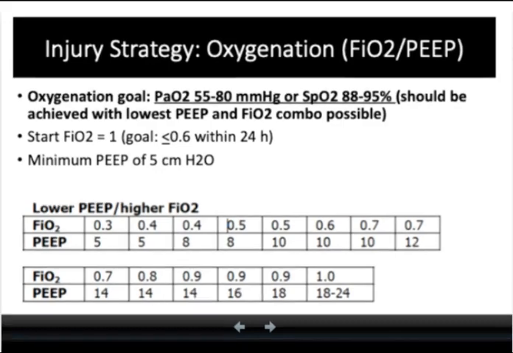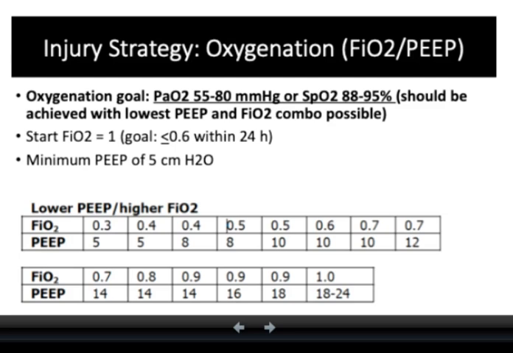Another important aspect of lung injury strategy is oxygenation. Similar to permissive hypercapnia, this is the price we pay to maintain lung protective ventilation. The oxygenation goal is not very high. In the ARDSNet guidelines, the recommended goal is PaO2 of 55 to 80 millimeters of mercury, which corresponds to SpO2 of 88 to 95%. This goal should be achieved by adjusting both FiO2 and PEEP in order to achieve a compounding effect, and minimize the side effects of oxygen toxicity and hemodynamic compromise that can be caused by high PEEP.